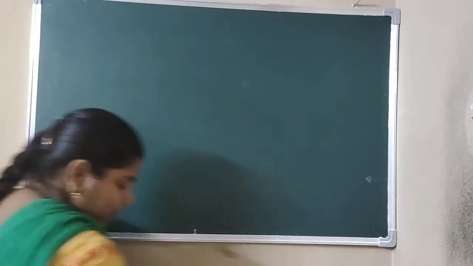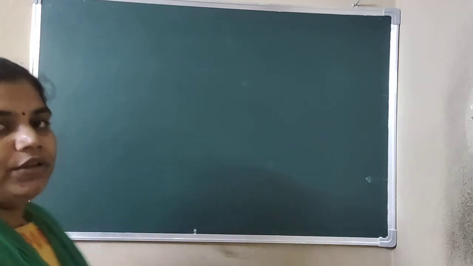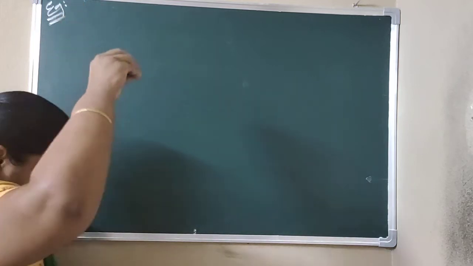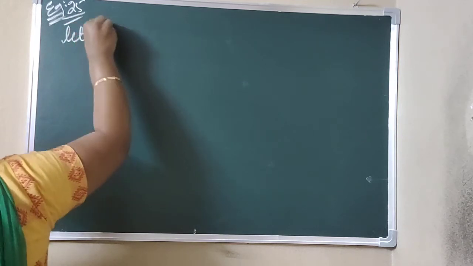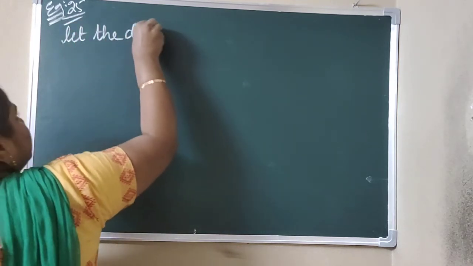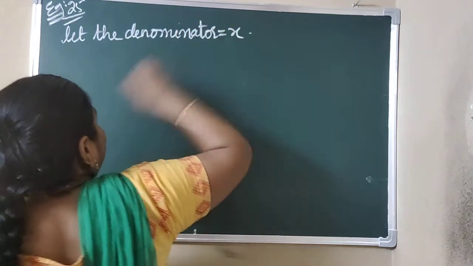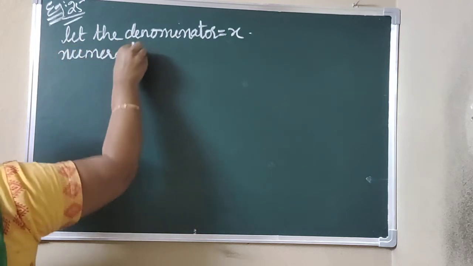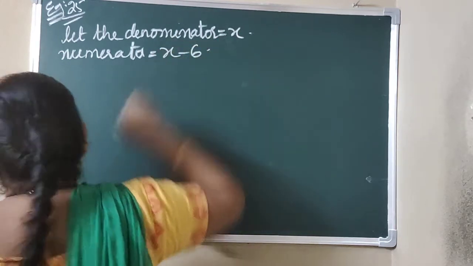So let the number be x here. They have given information about the numerator and they didn't mention the denominator. So we will take the denominator value as x. So example number 25. So let the denominator value be x and the numerator value. So what is the numerator? 6 less than the denominator. That means it will be x minus 6.